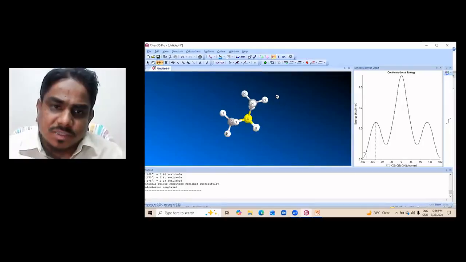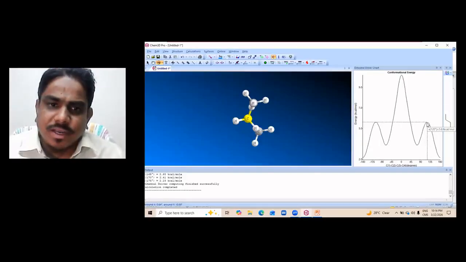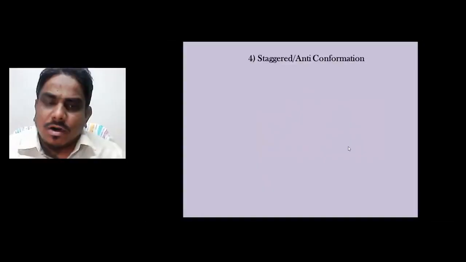So it is plus 120 degrees. We have the minus 120 degrees, that is the 240 degrees also. So at both we observe the partially eclipsed conformation of n-butane. So from 0 degrees we are going to 60 degrees, the Gauche conformation, and at 120 degrees we observe the partially eclipsed conformation of n-butane. The fourth conformation of n-butane is the staggered or anti-conformation.